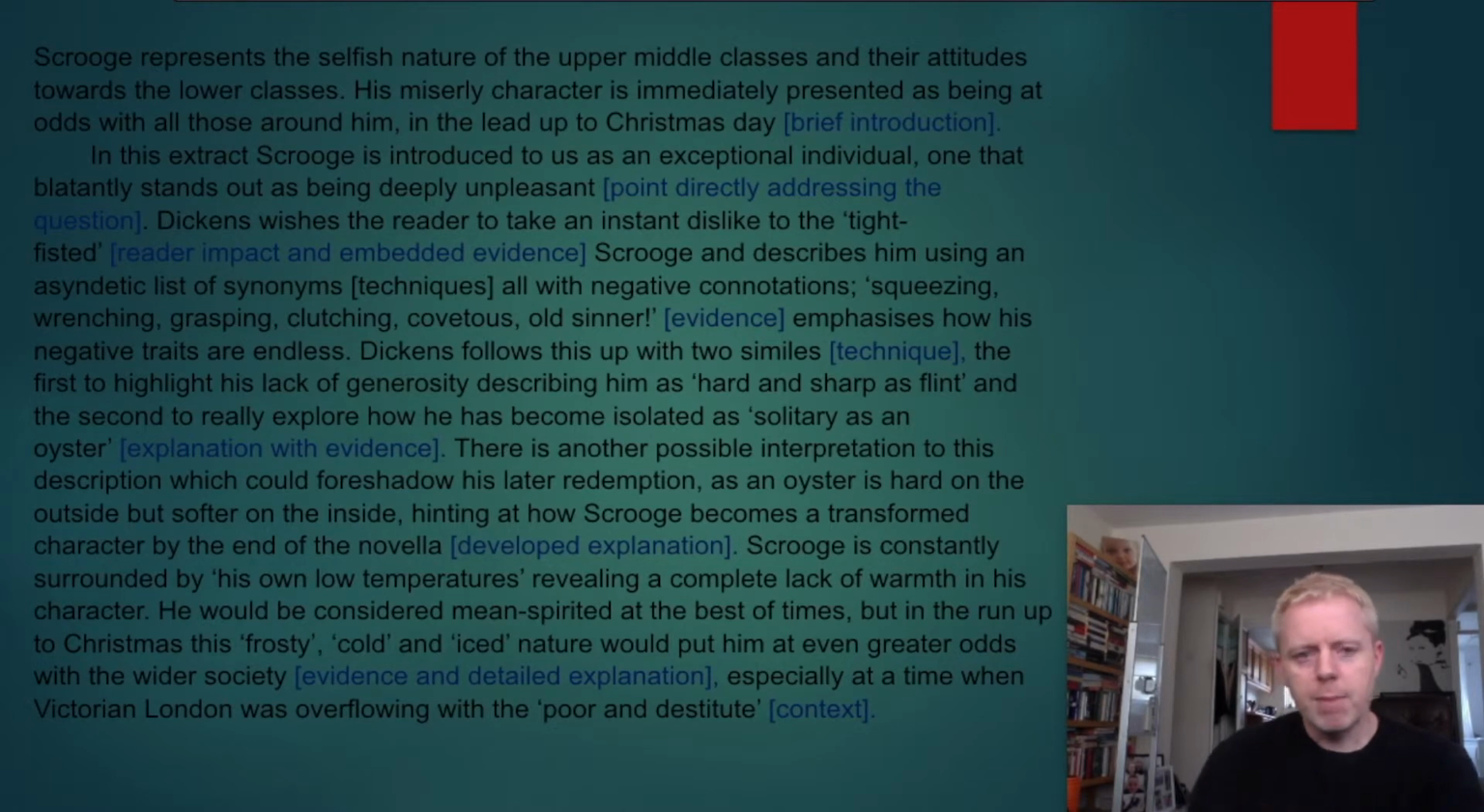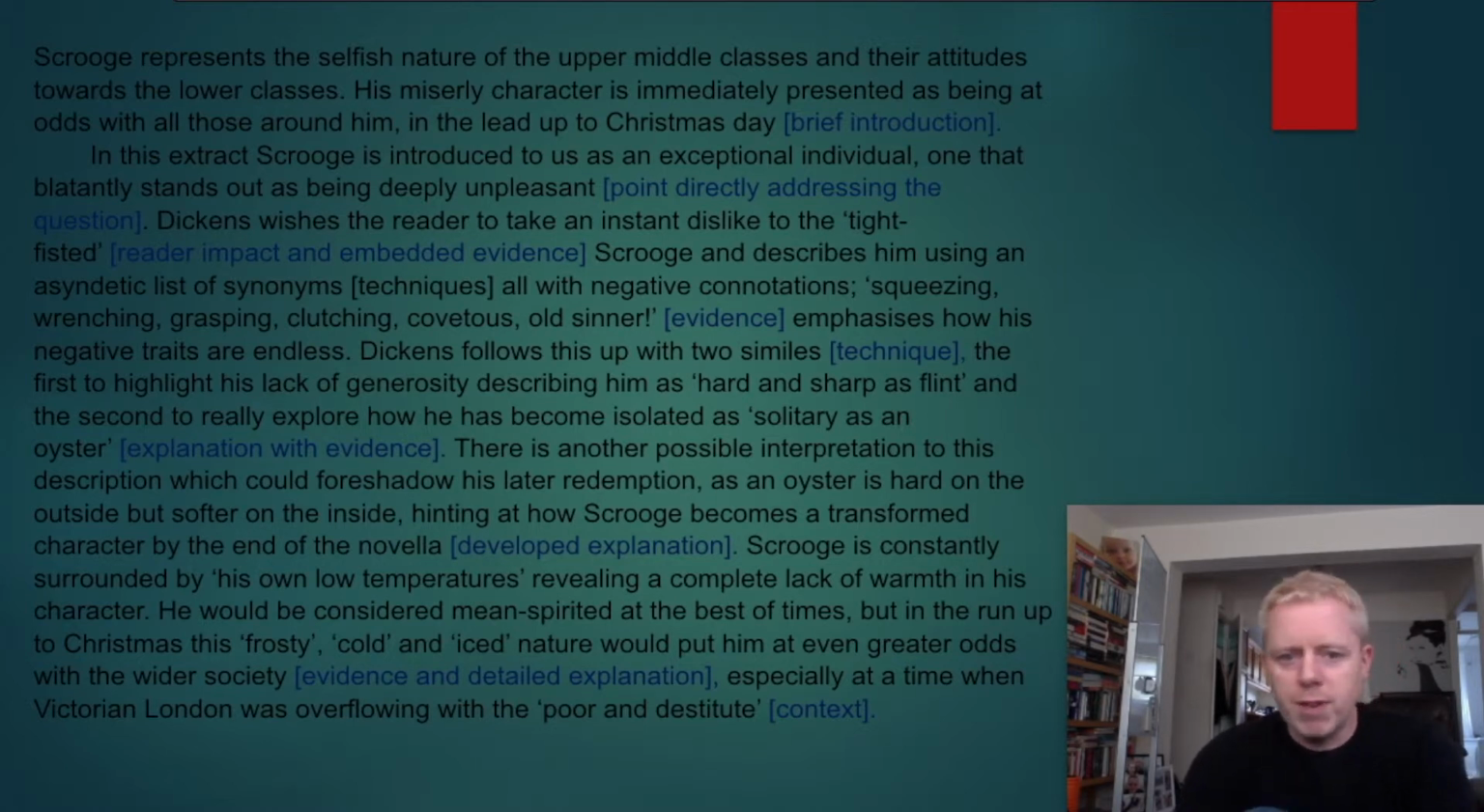Okay, so bearing in mind the question about how Scrooge is presented as an outsider, I've just written a little brief introduction plus my first point based on the extract, based on the notes I've taken. Scrooge represents the selfish nature of the upper middle classes and their attitudes towards the lower classes. His miserly character is immediately presented as being at odds with all those around him in the lead up to Christmas Day.